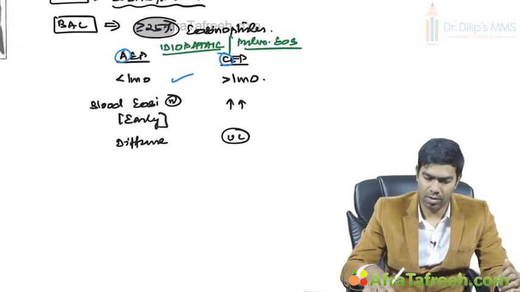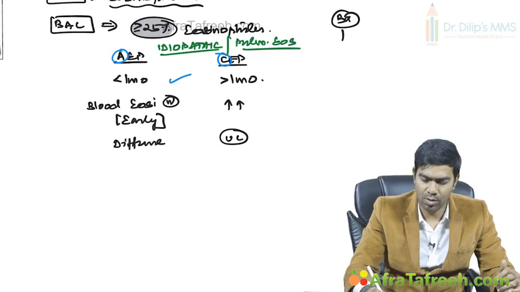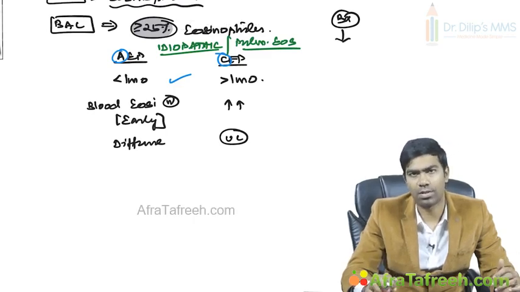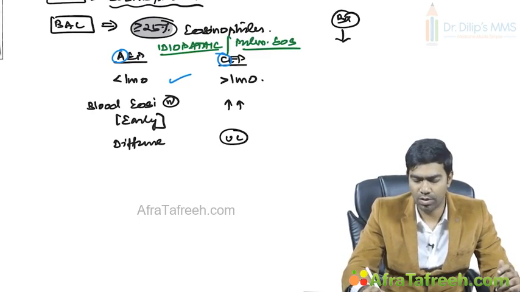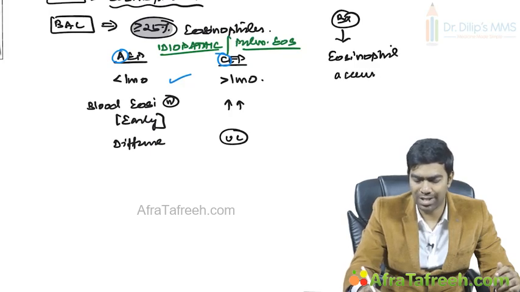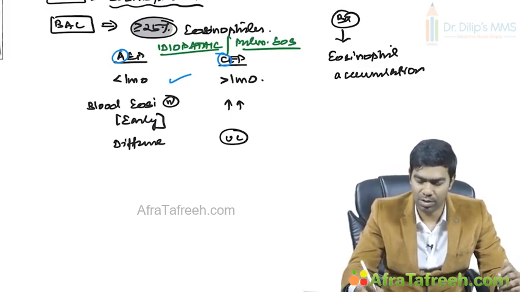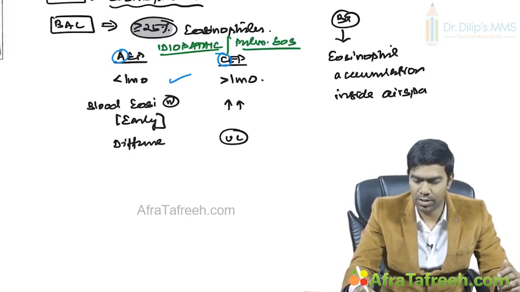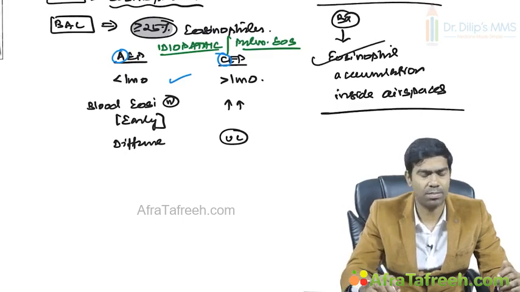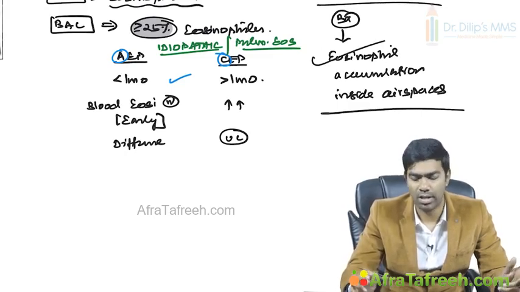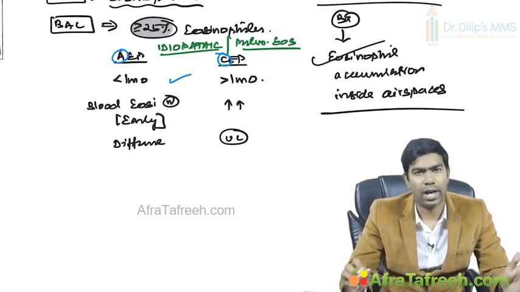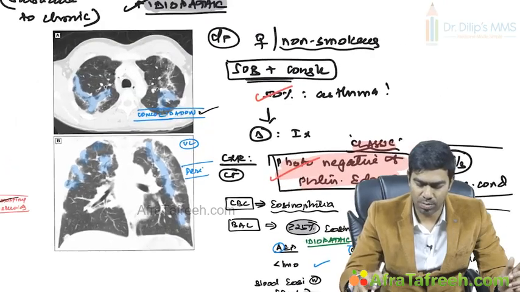Then, what are you going to see in the biopsy? As I told you, in biopsy, it's an alveolar filling process. There's going to be air space filling. Typically, you are going to see eosinophilic accumulation in the air spaces. That's the reason why you're getting consolidation in the CT and the chest X-ray also. Clear? Eosinophilic accumulation inside the air spaces. And there could be some interstitial inflammation with eosinophils also, but this is a typical characteristic finding in a chronic eosinophilic pneumonia.